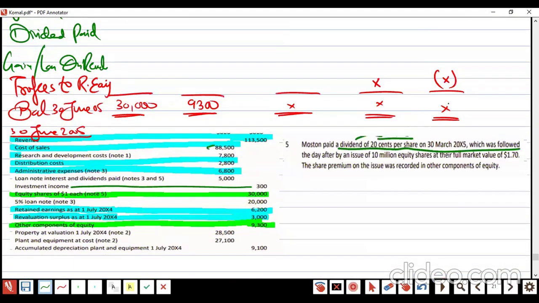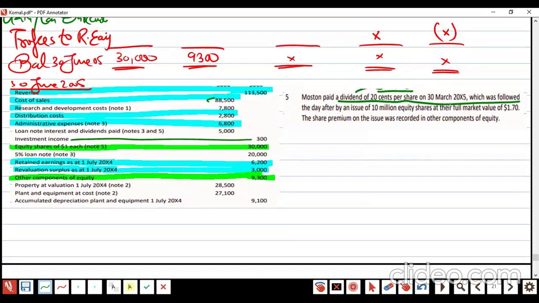Now, I need to read the note. Can you read the note for me? Note 5. Moston paid a dividend of 20 cents per share on 20th March 2015, which was followed the day after by an issue of 10 million equity shares at their full market value of $1.70. The share premium on the issue was recorded in other components of equity.